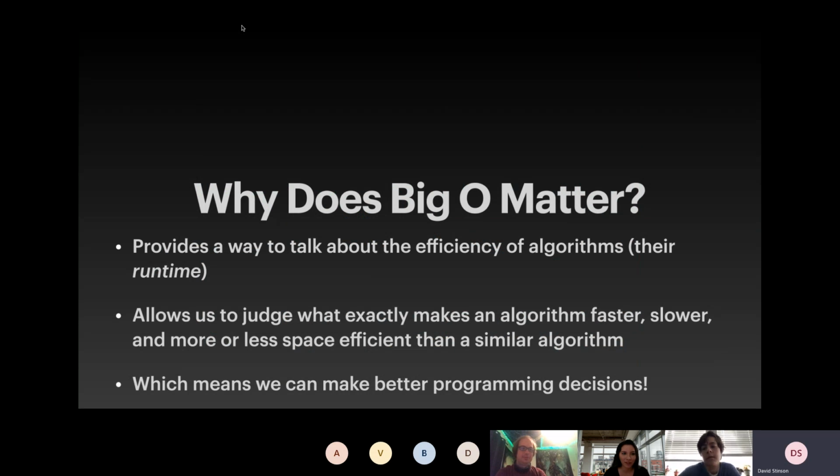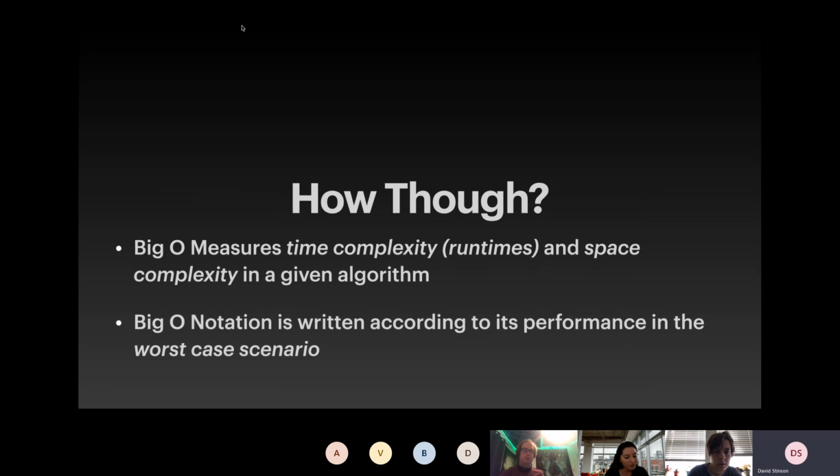So just to run over why we use Big O again, it gives us a way to talk about the efficiency of algorithms, which is their runtime. It allows us to judge what makes an algorithm faster, slower, more or less space efficient than similar algorithms. And we can make better programming decisions based off of the Big O of an algorithm. It does this by allowing us to measure time complexity, which is our runtime, and space complexity. It's also written according to the worst performance and the worst case scenario.